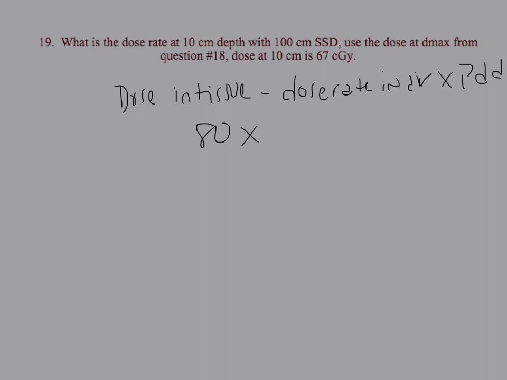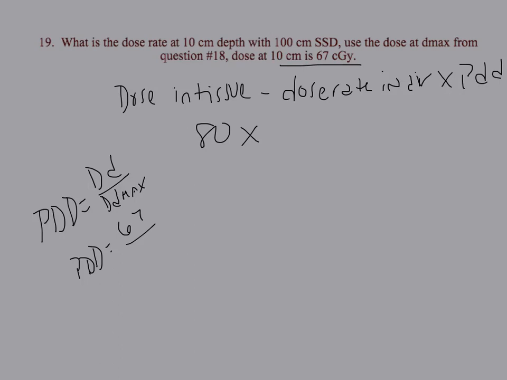I didn't give you the percentage depth dose, but remember, percentage depth dose is a ratio of dose at a depth divided by dose at Dmax. For this equation, the dose at my depth is 67. The dose at Dmax, which was on question 18, we figured out to be 82. So percentage depth dose is 67 divided by 82. When you do that math out, your dose rate at 10 cm in the tissue is 65.36.